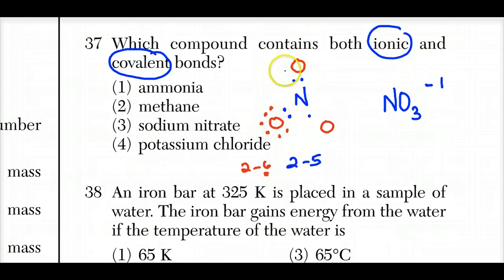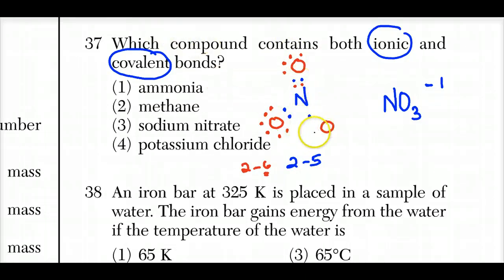This oxygen's happy. 1, 2, 3, 4, 5, 6. This oxygen is fine, but what we're probably going to have to do here is add a double bond to make this work. So we're going to put this pair here, and now this oxygen feels like it has 8 by sharing, but this nitrogen has 2, 4, 6, right? 7, needs 1 more.